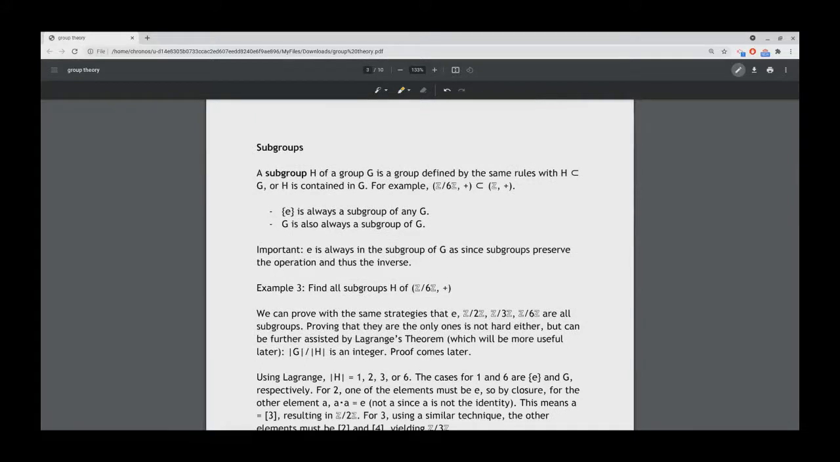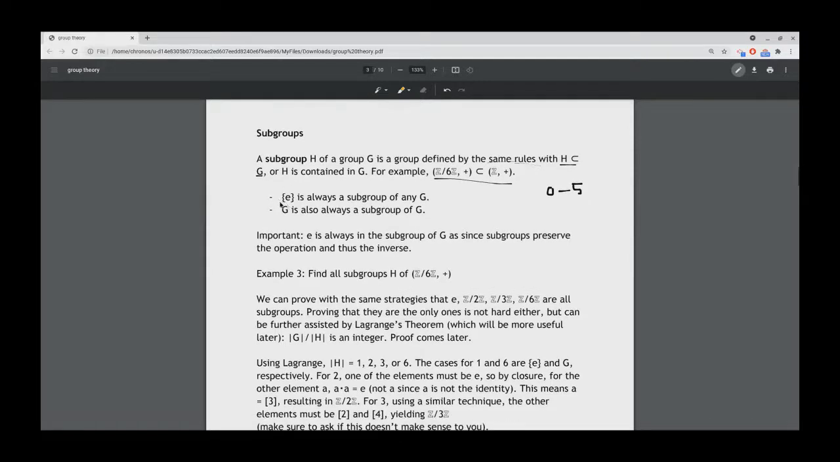Now we're going to talk about subgroups. A subgroup H of a group G is defined by the same rules as a normal group. The only difference is that as a subgroup of G, H has to be contained inside G. For example, the integers mod 6 are contained in all of the integers, which is pretty obvious because 0 through 5 is a subset of all the integers.